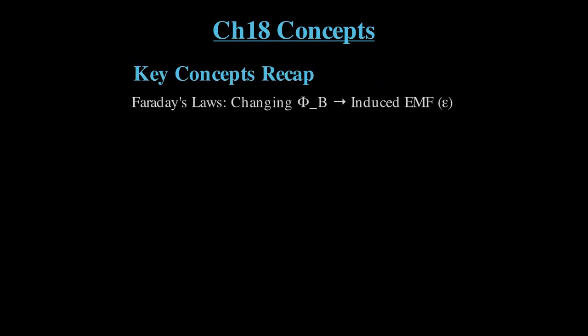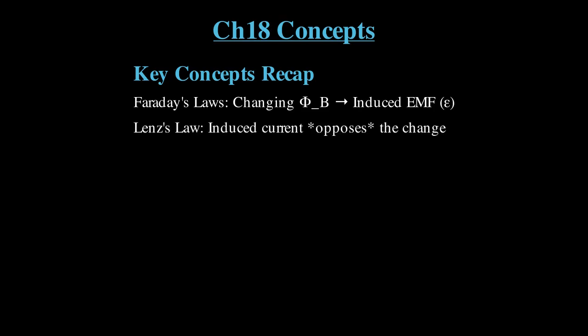First, we have Faraday's laws of electromagnetic induction. These laws state that a changing magnetic flux through a coil will induce an EMF. The faster the change, the greater the EMF. But which direction does the current flow? That's where Lenz's law comes in. It says the induced current creates a magnetic field that opposes the original change in flux.